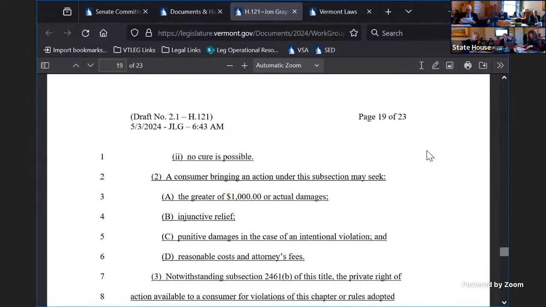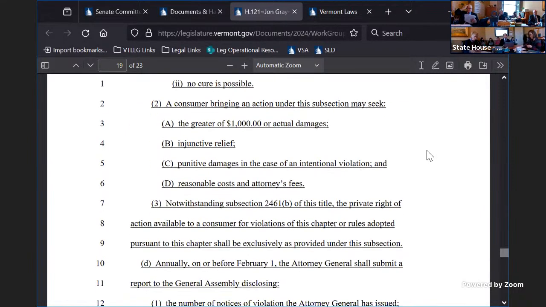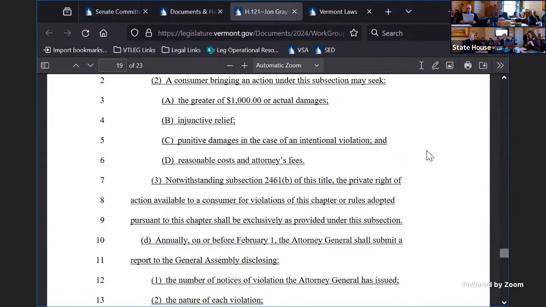And we talked about that concept yesterday. What can the consumer seek? They can seek the greater of $1,000 or actual damages. So this contemplates non-economic kinds of harms like reputational injury; injunctive relief, they can stop whatever is happening from happening; punitive damages in case of an intentional violation, so extra damages; and reasonable costs and attorney's fees. And as we've talked about, this private right of action would be the exclusive private right of action available under the Act because it doesn't pull in the underlying consumer fraud protection.